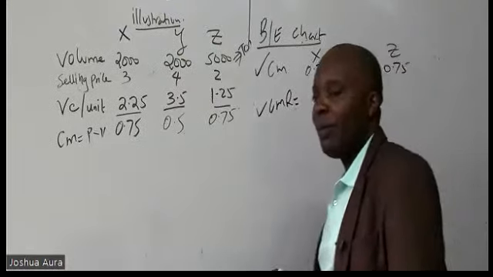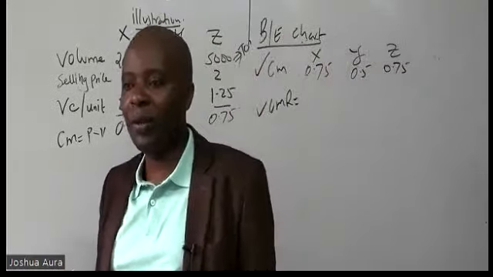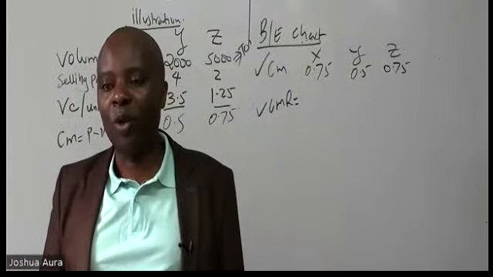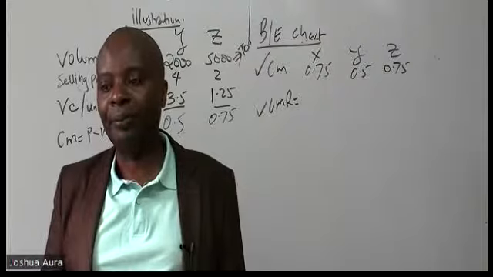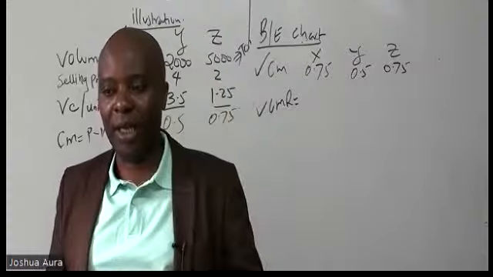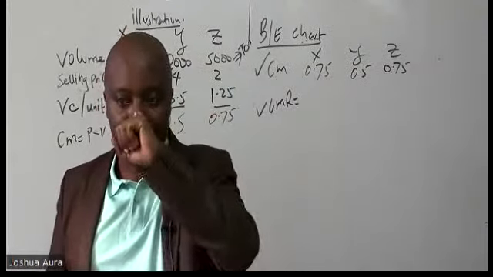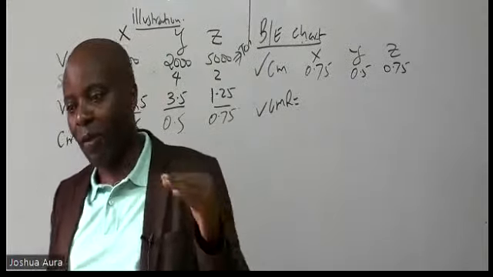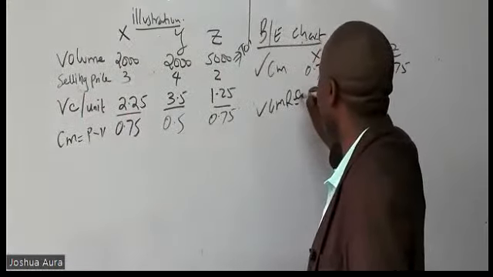Is there somebody who can remember how we normally compute CMR? CMR is something divided by something. CMR is contribution margin ratio. It is CM over price. Yes, it is CM over price.